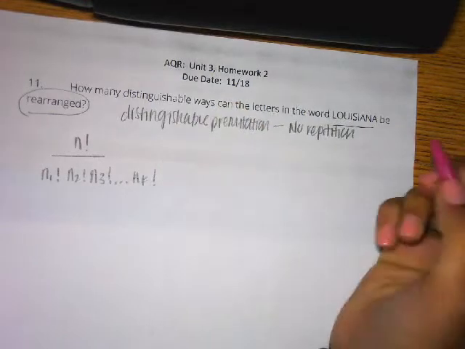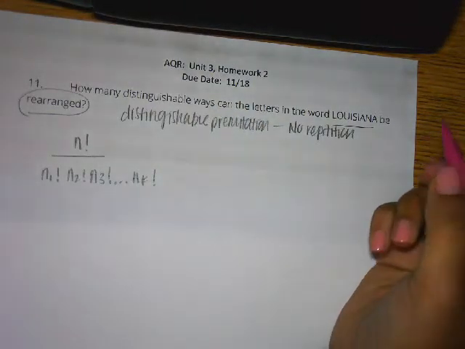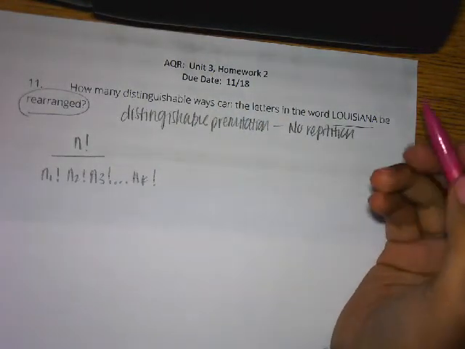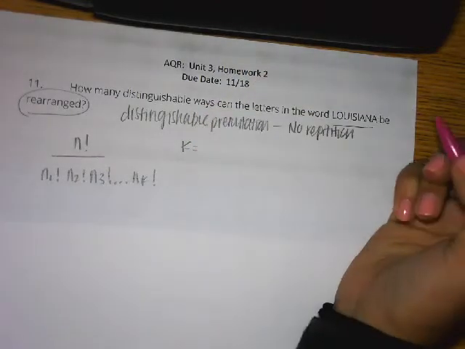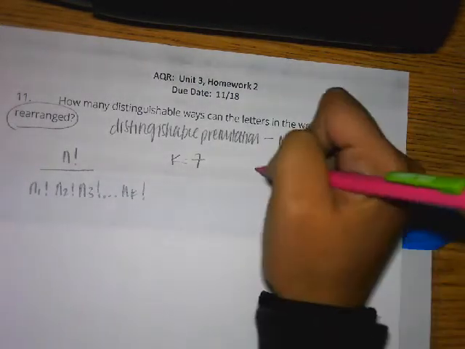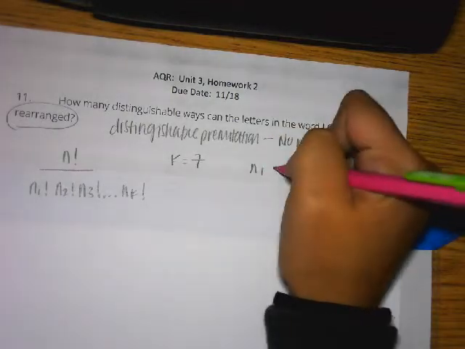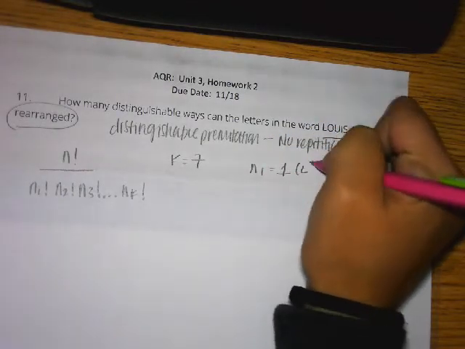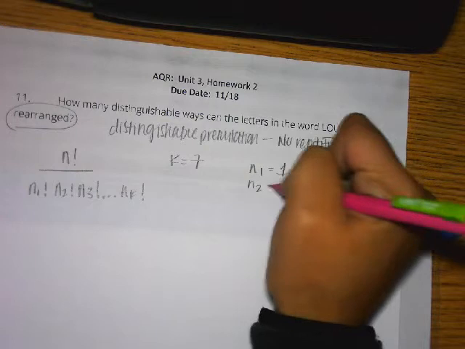But it doesn't stop there. First, we labeled our k variables. Our k variables are the letters in the word Louisiana, including those that don't repeat or that have one variation of themselves. So you would have 7 k variables. For n1, let's call that L, and you have one L. For n2, you have one letter O.